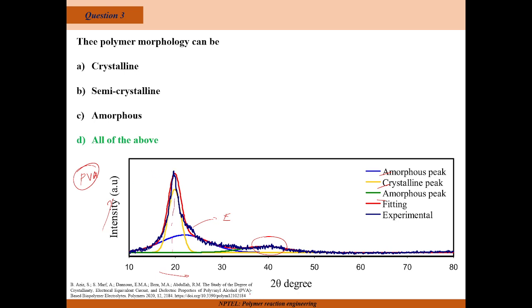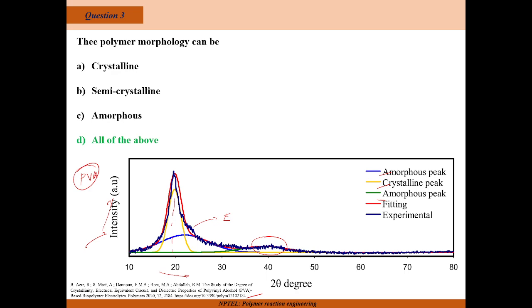This is the research paper from which I got this information. They created a PVA and studied it as an electrolyte. They tested it and did an XRD analysis, and this is very good data which clearly shows the contribution of the amorphous, crystalline, and semi-crystalline parts to the polymer itself. I hope that is clear.